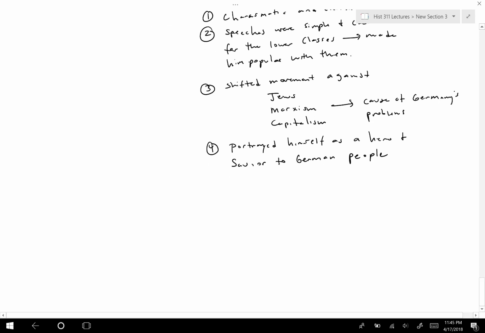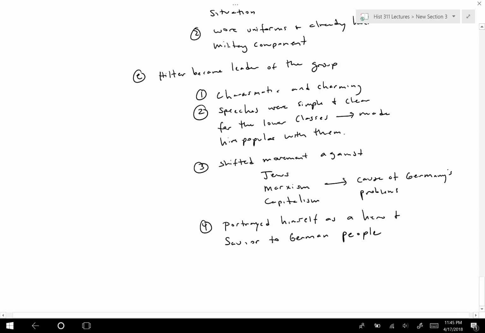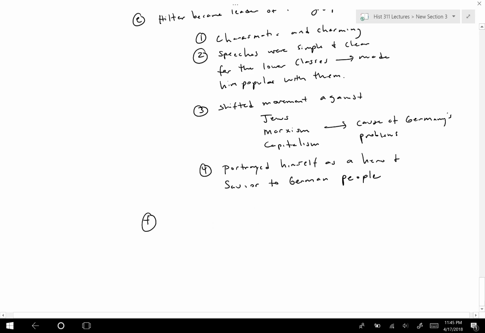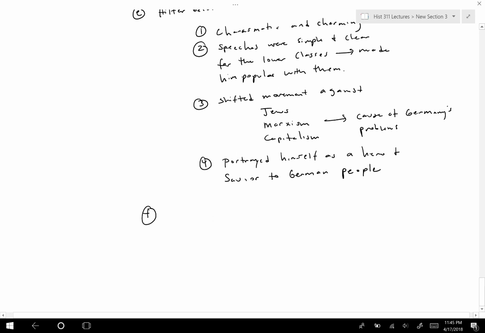So what happens with this is the Nazi Party doesn't start off, and he's leader of the group, but not president or leader of the German government at this point. What the goal was, the Nazi Party worked to have representation in the Weimar Republic.